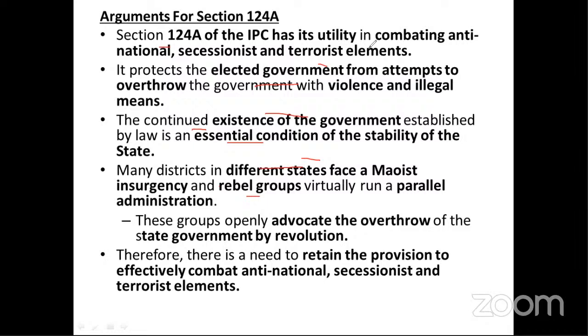If any government is running stably, with good policies, looking at education, health infrastructure, all the needs of the people, a welfare approach, many non-state actors still want to create disturbances. So the elected government should always be protected from such violence or illegal means. Okay, the continued existence of the government established by law is an essential condition for the stability of the state.